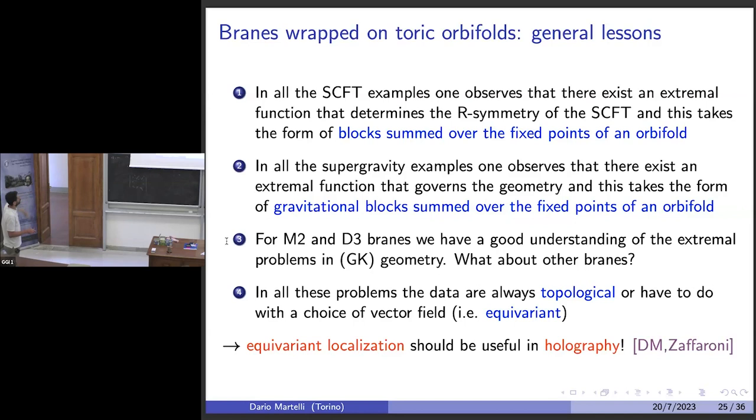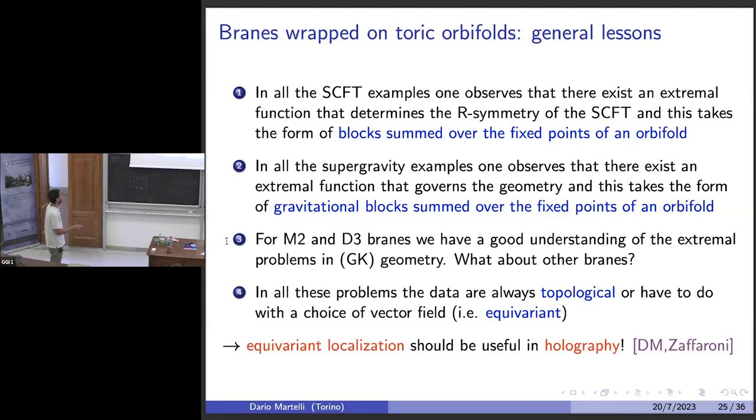And here one question is, all of this is relatively well understood in the case of M2 and M5 branes. These are the geometries which are described by this GK geometry, which we spent some time on. But for other branes, actually, there is no such well-developed understanding of the geometry, right? So there are other cases where much less is known about the general structure of the geometry. So essentially, it's more of a case by case. You find a solution, someone else finds a solution, and so on. There isn't such a clear geometric setup for other situations, for which, nevertheless, there are already many examples. So those are a bit behind. They are waiting to be put on the same footing. In all of these problems that I discussed, the data that always enters are some topological data.